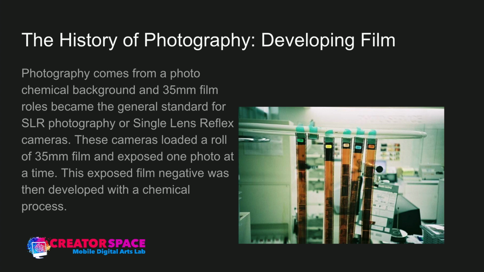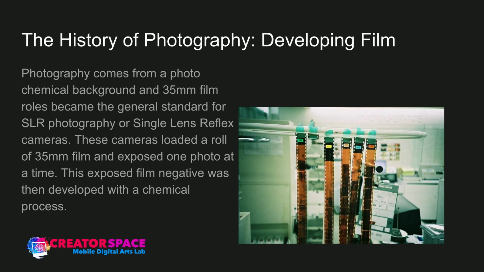So the old way, cameras loaded a roll of 35 millimeter film, and then you would expose one photo at a time, and the film would advance to the next frame. There's a sprocket hole, it advances to the next one. You take another picture, it advances. Then you'd have 24 or 36 exposures per roll.